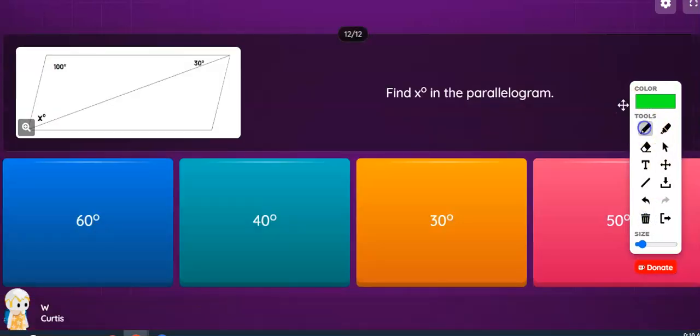Last question, find an x in the parallelogram. If this is 30, then by alternating here, this is 30. And you know that, like we said earlier, consecutive angles better add up to 180. That includes the 100 and this entire angle. So right now there's 130, so that has to be 50. It's a 100-degree angle and an 80-degree angle.